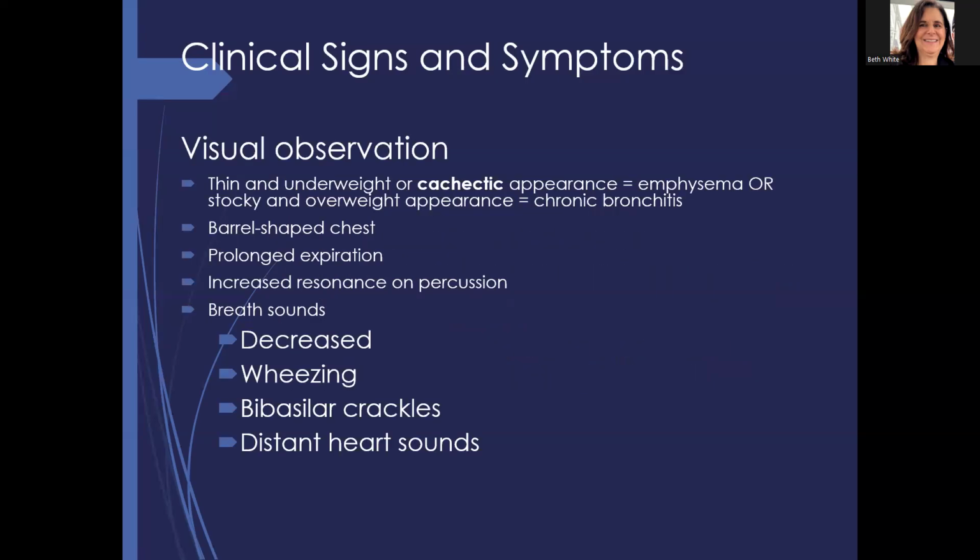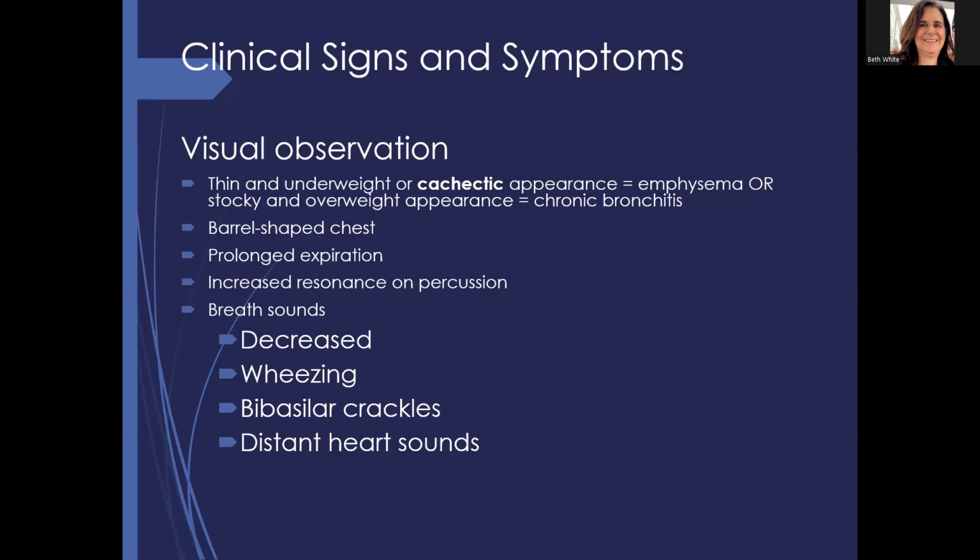Also visual observation. These patients are thin and underweight or cachectic in appearance. This is very, very common in patients with emphysema. Patients that are stocky and overweight in appearance, it's very common in patients with chronic bronchitis. Now, this is added to the shortness of breath, coughing, and sputum production. So you have to look at all of the components together along with their pulmonary function test. You can't just take one symptom in a silo and say the patient has chronic obstructive pulmonary disease.